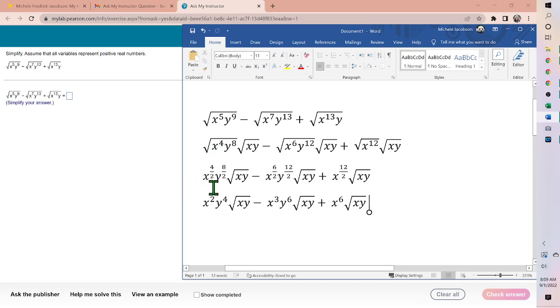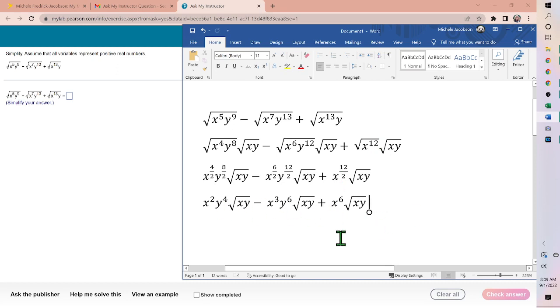So 4 divided by 2 and 8 divided by 2 gives us x squared, y to the 4th, square root xy. Then we do the same thing here. Divide 6 by 2 and get 3. 12 divided by 2 is 6, and I brought the square root xy down. Last one was x to the 12th. We divide it by 2 and get x to the 6th, square root of xy.